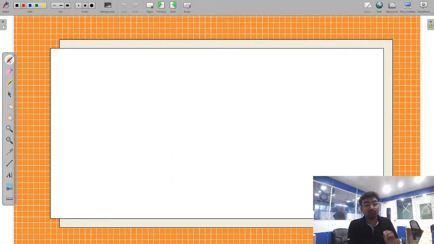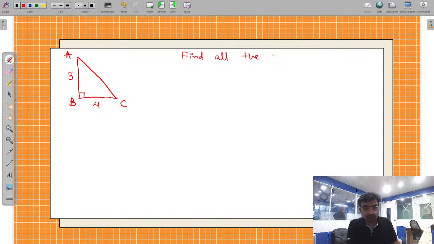Now we'll look at some problems of trigonometry, how the questions can be asked. Someone can ask you, okay, let's draw a triangle. Let's say this is triangle ABC. You know that AB is 3, BC is 4. AC they haven't given to you, and they ask you to find all the ratios for angle C.